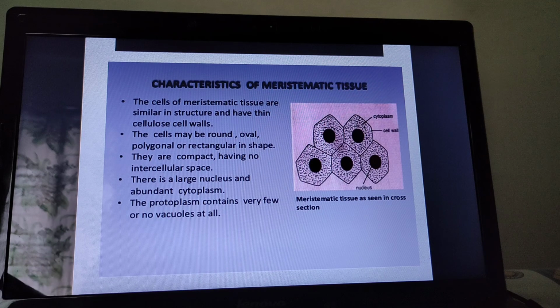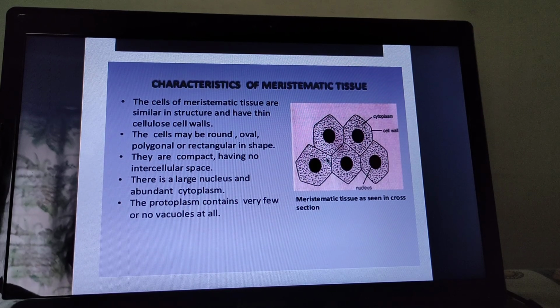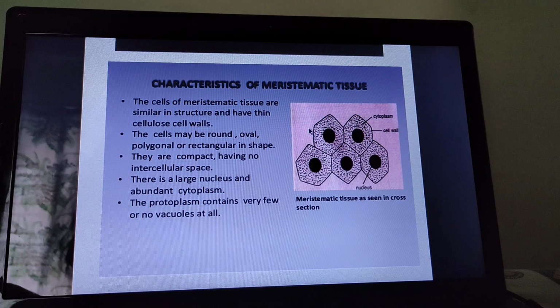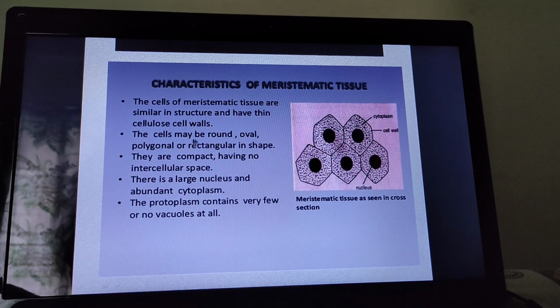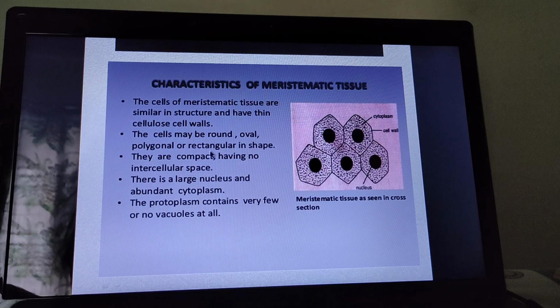Next, come to the characteristic of meristematic tissue. The cells of meristematic tissue are similar in structure, have thin cellulose cell walls. Cellulose is the component of cell wall. The cells may be round, oval, polygonal or rectangular in shape. They are compact, having no intercellular space.